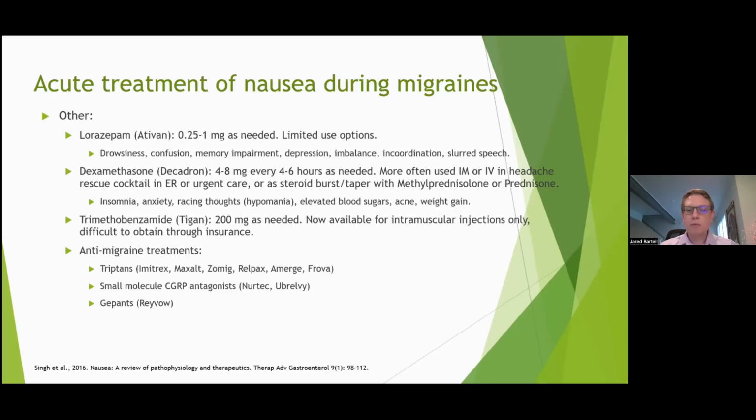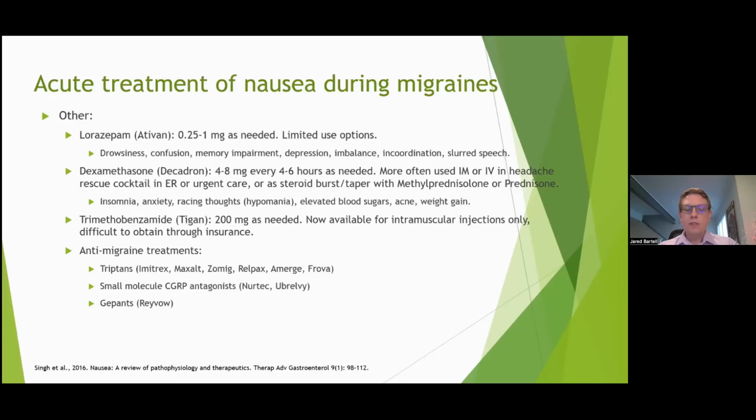And then there are these three newer medicines. So Nurtec and Ubrelvy are CGRP blockers that usually you have to jump through some hoops in order for insurance to pay for them, but those are both very effective. They don't cause many side effects or drug interactions, so those we like a lot.